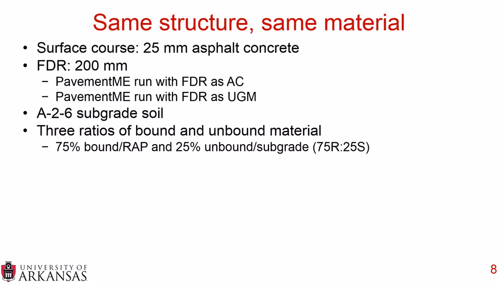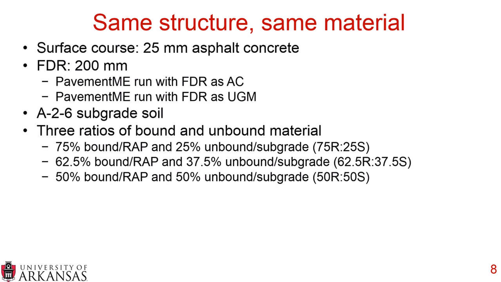Now she also looked at 3 ratios of bound and unbound material. So if you recall, the definition of FDR is taking unbound material and bound material and reclaiming those together. So she took 3 ratios. One ratio was 75% RAP and 25% subgrade. So 75% bound material, 25% unbound material. And then also decreasing amounts of bound RAP to a 50-50 split.